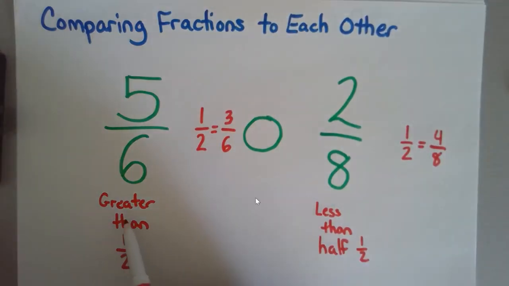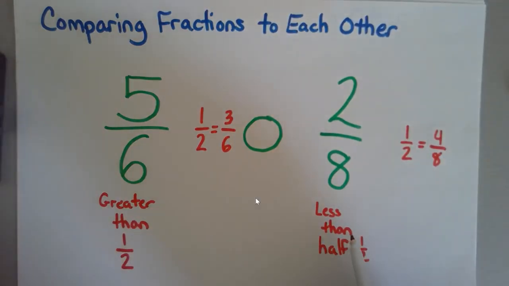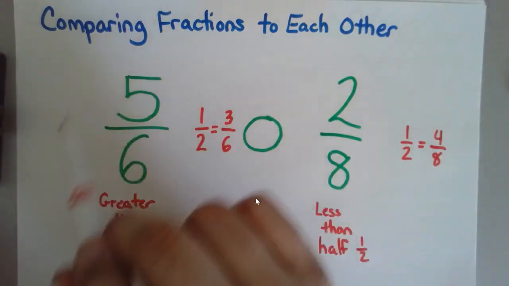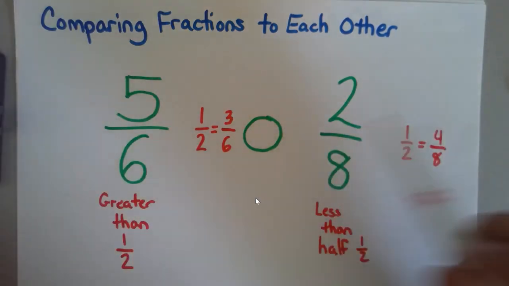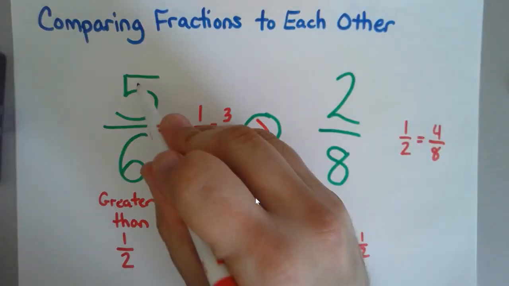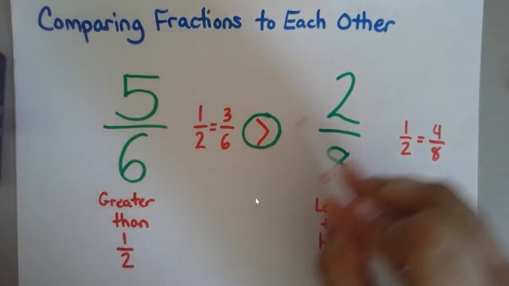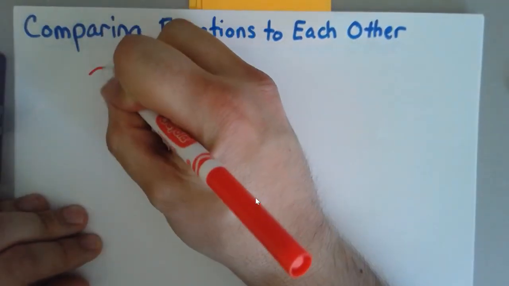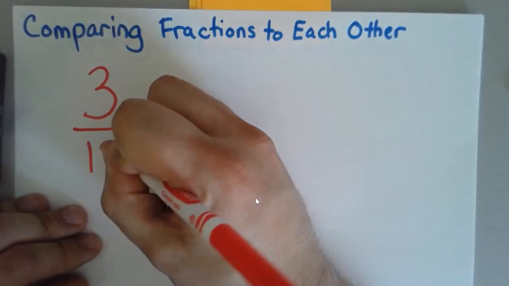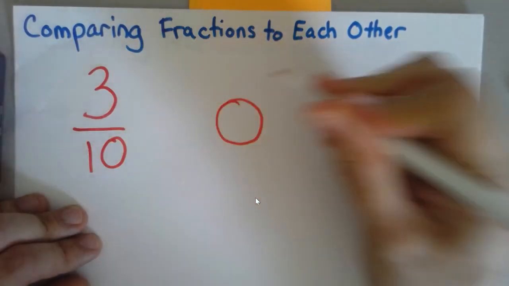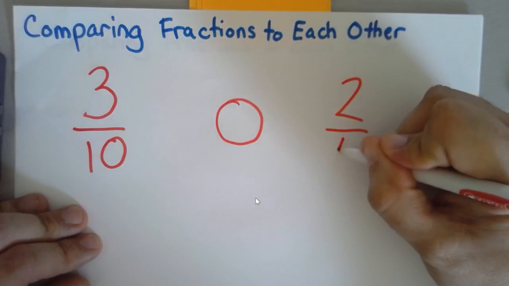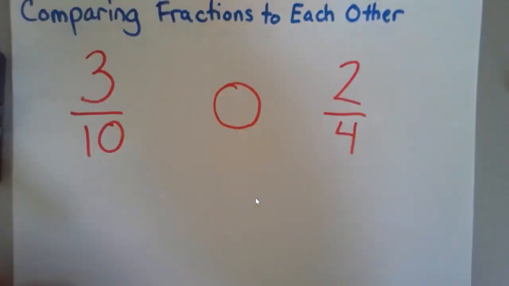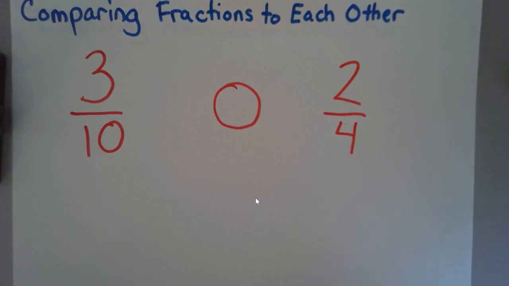Well, if this is greater than 1/2 and this is less than 1/2, I know that 5/6 has to be greater than 2/8. So I can put in my answer, I can say 5/6 is greater than 2/8. So for this next example, I'm going to have you try it. Let's do the fraction 3/10, and we're going to compare that to 2/4. Pause this video and see if you're able to solve these to compare to see which one is greater and which one is less.